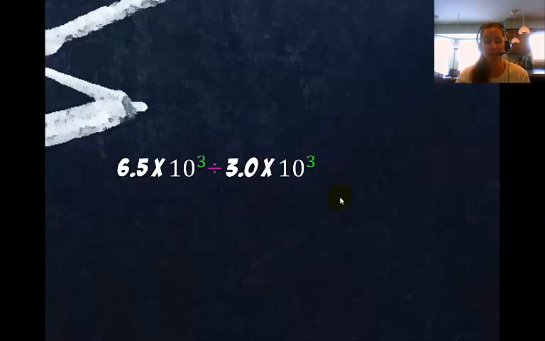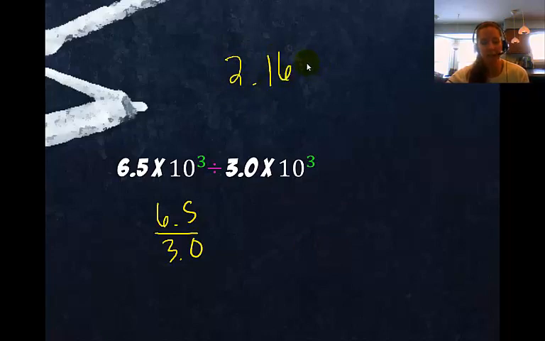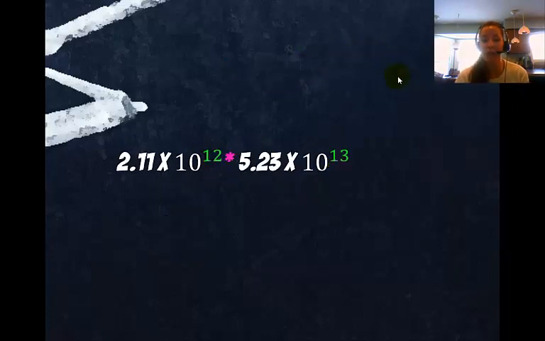That's it. When I'm dividing, I'm going to do 6.5 divided by 3.0. Notice these are the same numbers I used for the addition and subtraction, but I just changed the problems to multiplication and division. I get 2.16 repeating, and then times 10, well, 3 minus 3 is nothing, times 10 to the 0 power. And that's in scientific notation form, so I can keep it that way.